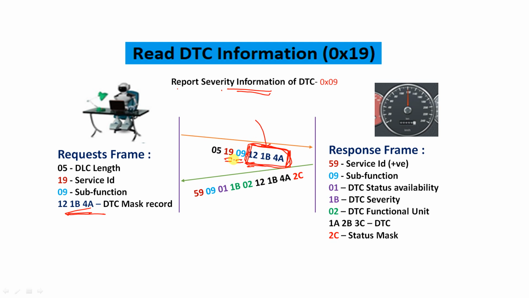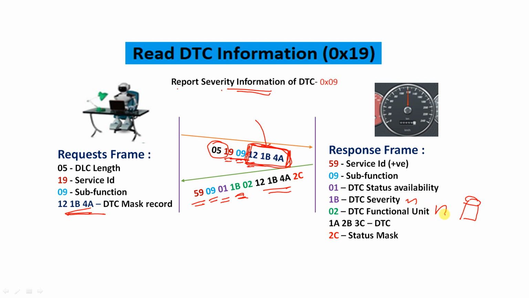Fine. So here now we are requesting this DTC, and we want the severity information. Here we have 3 bytes of DTC, 2 bytes of service ID and subfunction, so 5 bytes have been added. Here 59 is a positive response, 09 is the same subfunction, 01 is the DTC status availability, which I already said is a kind of a container or a variable. So in that you'll have this information. Here 1B is the DTC severity. So this one is under the category 1B, and 02 is the DTC functional unit.